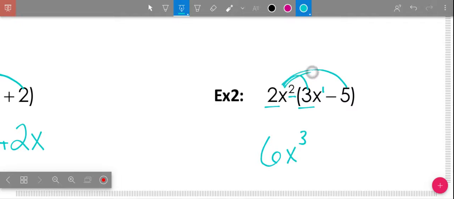Well, then we distribute that 2x squared to that negative 5. Well, we treat coefficients like normal. This is distributing just like we normally do. 2 times negative 5 gives me negative 10 x squared.